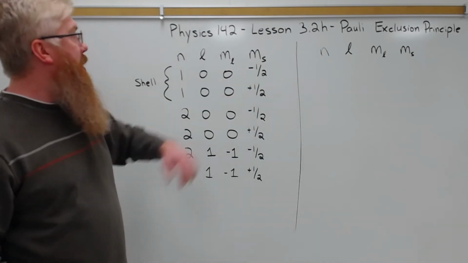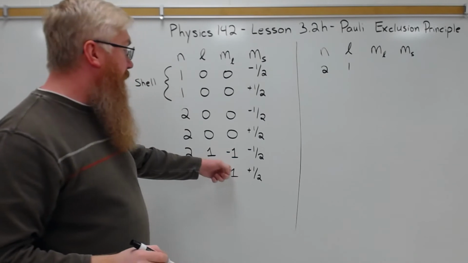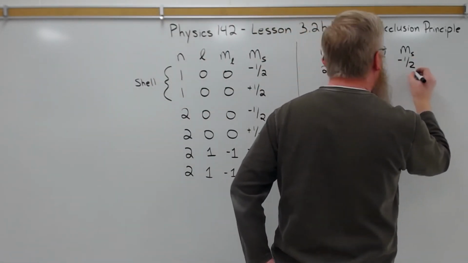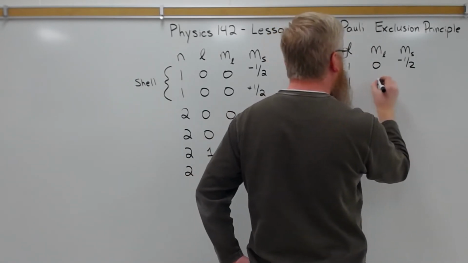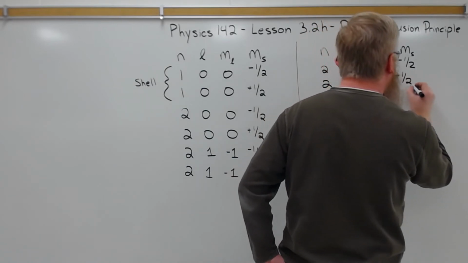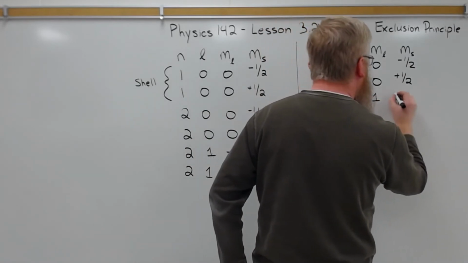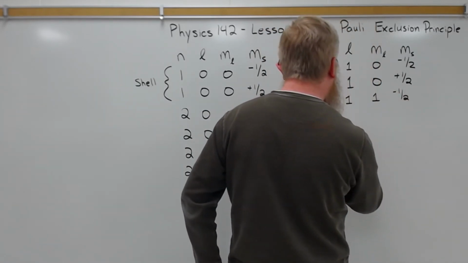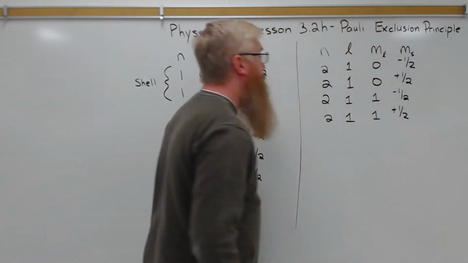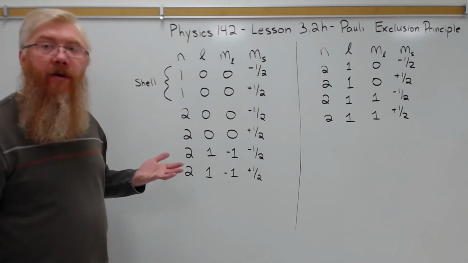Now I'm going to carry it over here. I can do 2, 1, minus 1, I'm done. But I can go to 0, minus 1/2, 2, 1, 0, plus 1/2. And then finally, 2, 1, 1 minus 1/2, 2, 1, 1 plus 1/2. And that's all I have for n equals 2. I can't do any more.